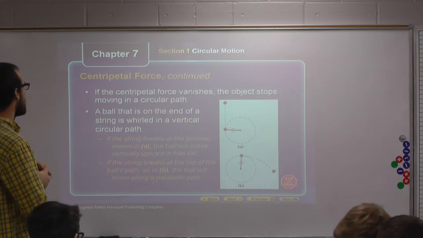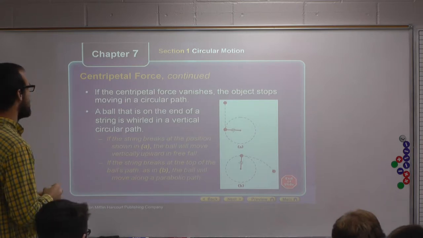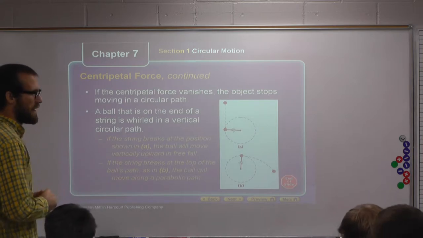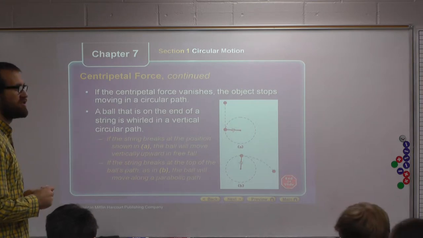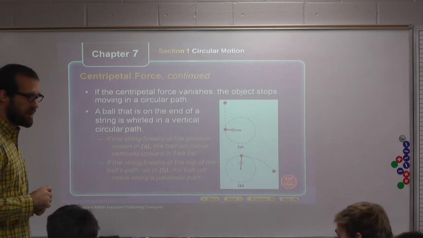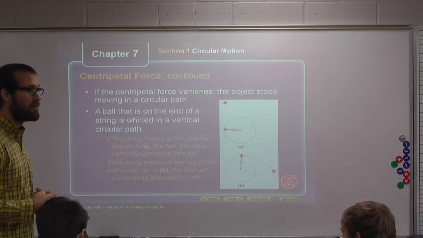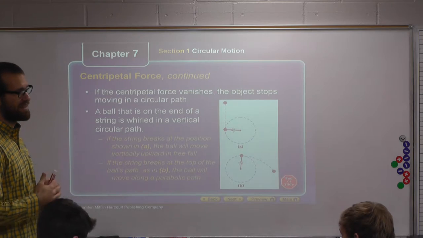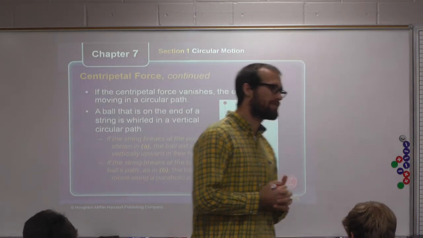Yes. Got it? So if centripetal force vanishes, the object stops moving in a circular path. Makes sense? If the centripetal force vanishes, the object isn't going to go in circular motion. So right, if there's no friction on the track? Well, first off, that's not reality, but yes, in theory. So it would just start going straight.